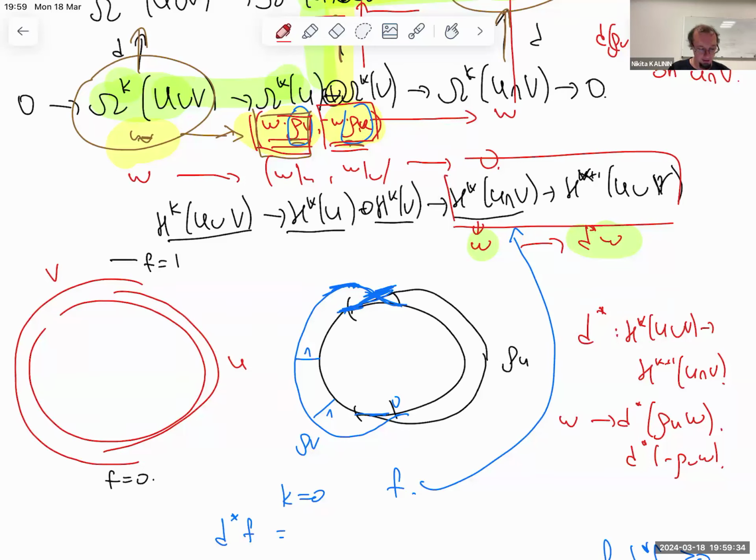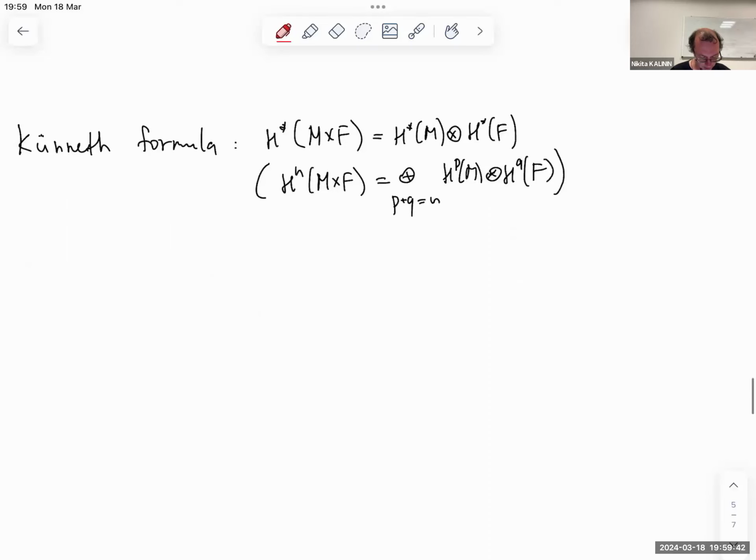So we have 15 minutes. Let's do the same for other things. We also have the Künneth formula. The Künneth formula says that if you have two manifolds, M and F, then the cohomology of the Cartesian product of the two manifolds is the product of the cohomology rings. I mean that the cohomology of degree n is the sum of these tensor products over R.